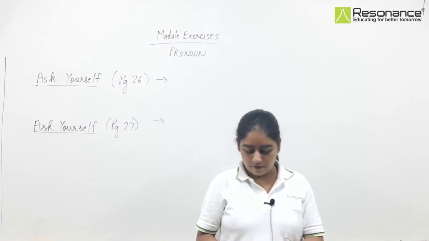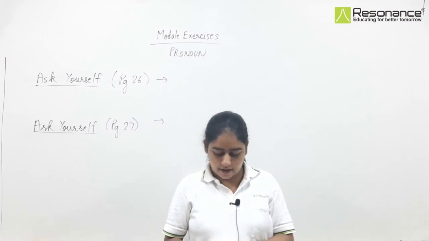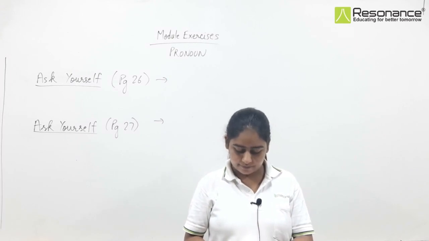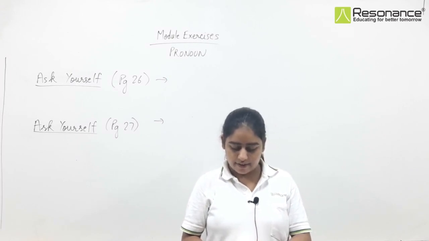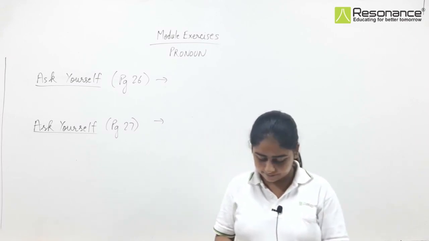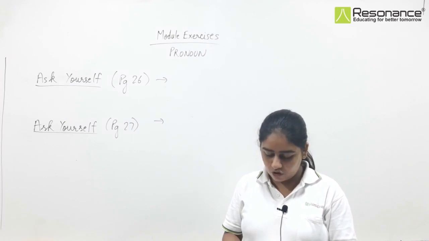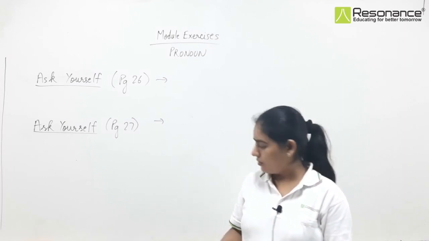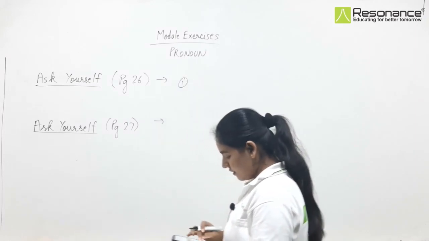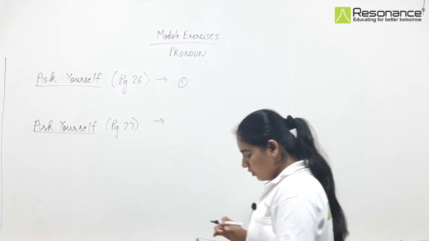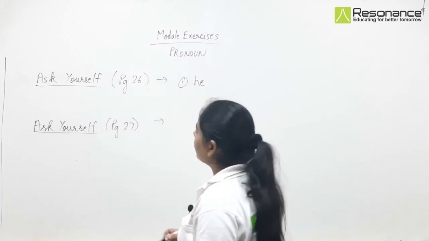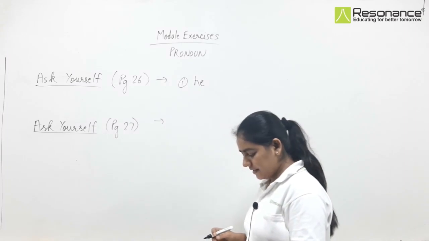First of all, we have the ask yourself exercise given on page number 26. The first question is, nobody but dash was present. So you have to fill the given blank. The answer of the first question of ask yourself of page 26 is nobody but he. Nobody but he was present.